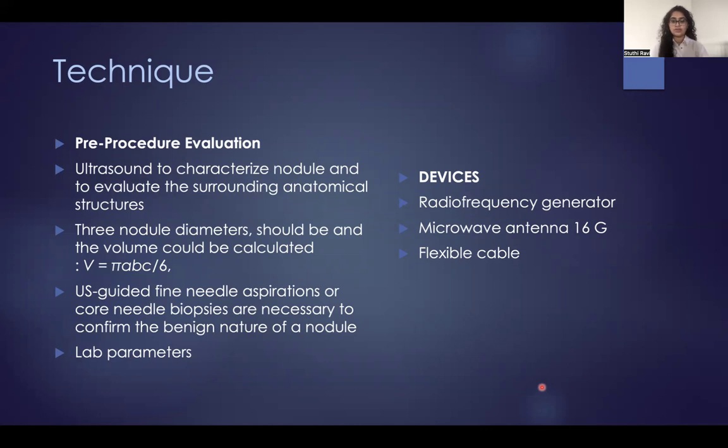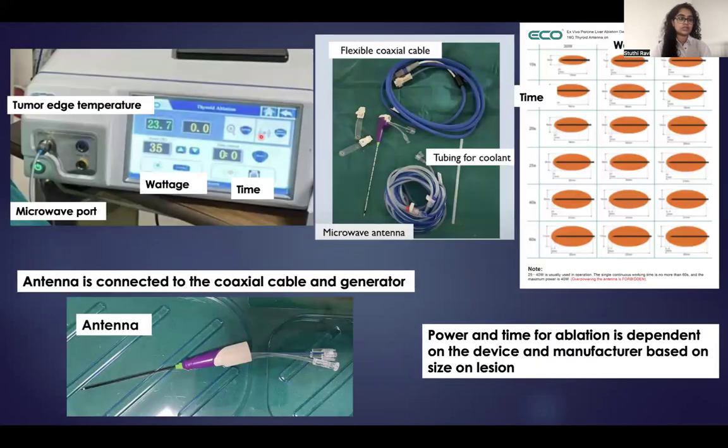Devices required are the radio frequency generator, the microwave antenna, and the flexible cable. So here we see the generator with the microwave port, the display showing the wattage, the time, and the tumor edge temperature. Here we can see the antenna, which has an internal cooling system. The antenna is connected via the coaxial cable and tubing to the microwave port and the generator. Here we see the flexible coaxial cable and the tubing for the cooling.